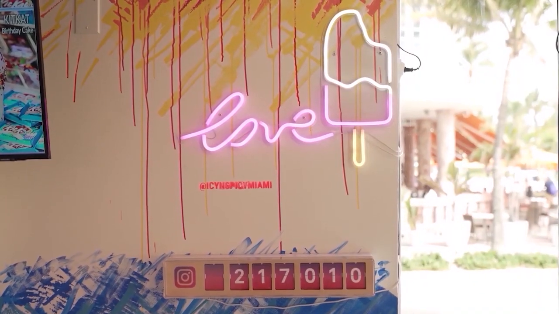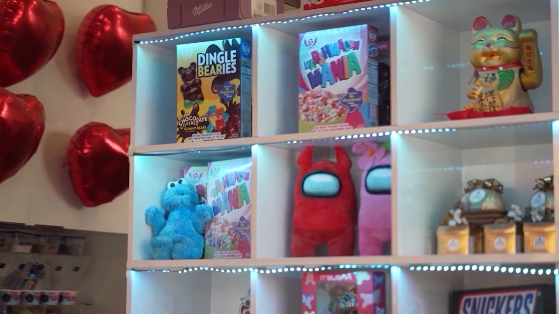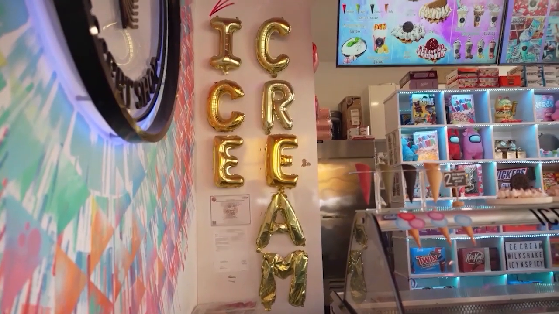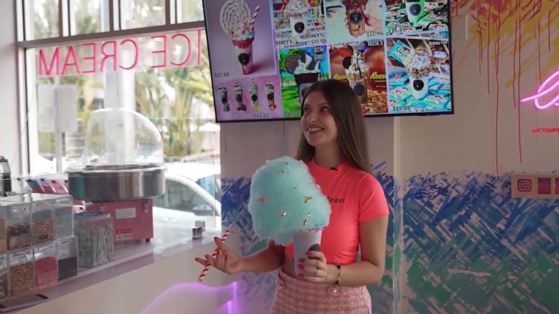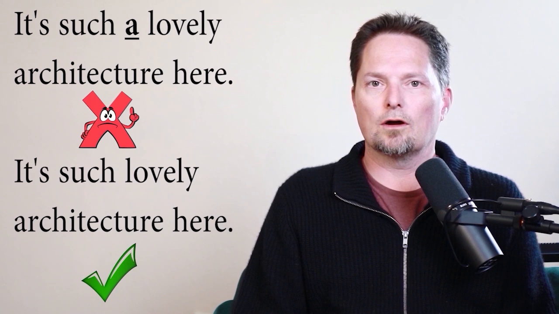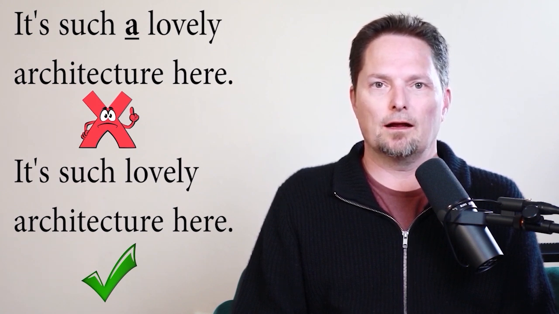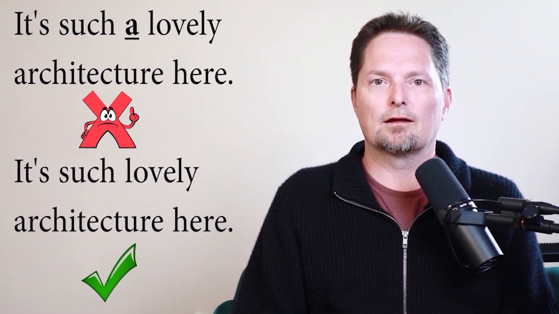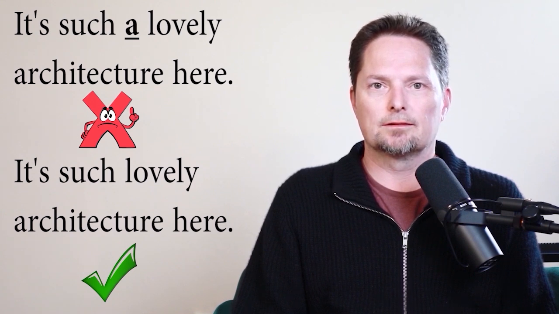And I'm also gonna enjoy this location because it's such a lovely architecture here. It's so fascinating. I cannot say it's such a lovely architecture here. The word architecture is not countable. I cannot use an article. So I just eliminate a. It's such lovely architecture here. I cannot say a lovely architecture.